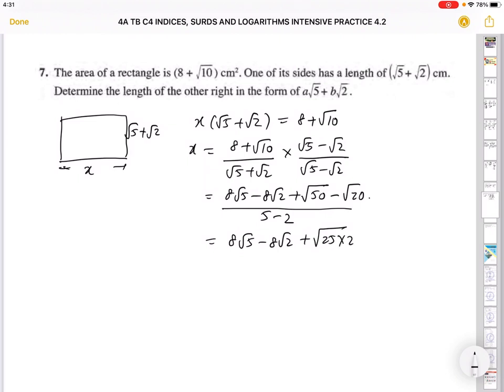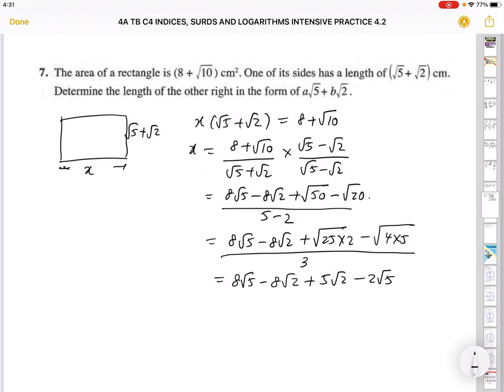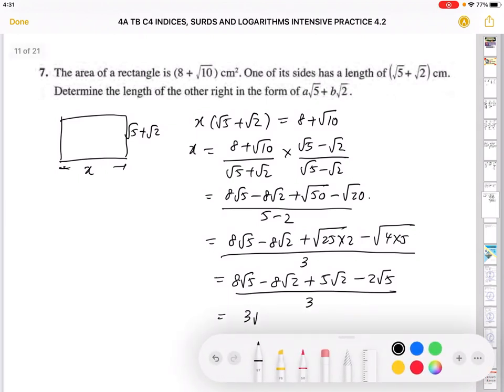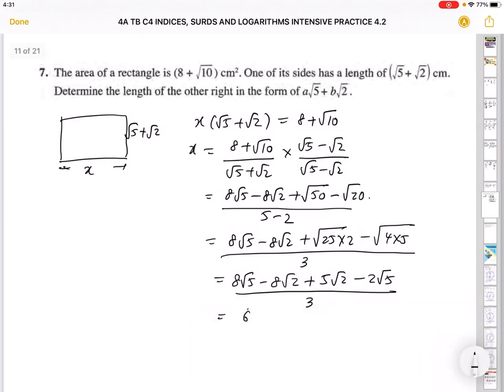√50 is just √25 times 2. √20 is √4 times 5, divided by 3. So 8√5 minus 8√2. √25 if I square root it I get 5, so 5√2. √4 if I square root it I get 2, so 2√5, here over 3. Now your 8√5 minus 2√5 is 6√5. Okay, and negative 8 plus 5 is negative 3, so 3√2, divided by 3. The answer is 2√5 minus √2.